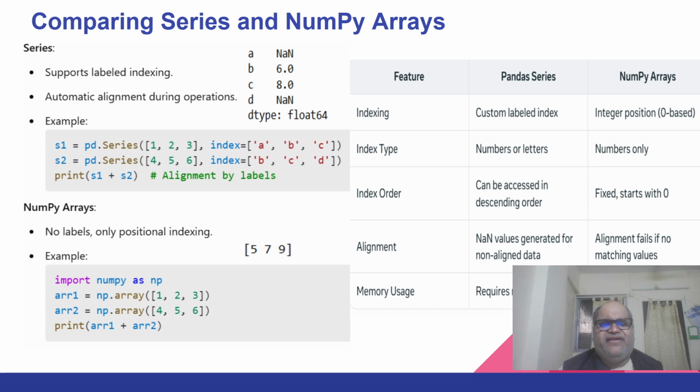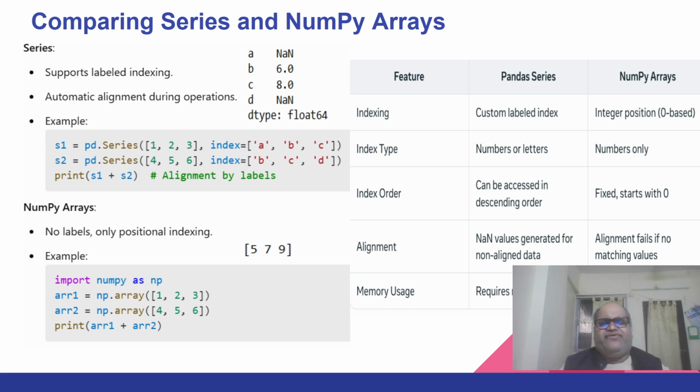So these are important points. In indexing, custom labels are allowed in the case of series, while NumPy is fixed and uses only integer positions. Index type could be integer or letters, while the index type for NumPy arrays is number only. Indexing order can be descending in Pandas, but NumPy is fixed and starts with 0. Alignment: if data is not aligned, NaN values are generated and it still works, while in NumPy, alignment fails if there are no matching values. Memory usage: definitely Pandas takes more memory, and that's a negative characteristic here.